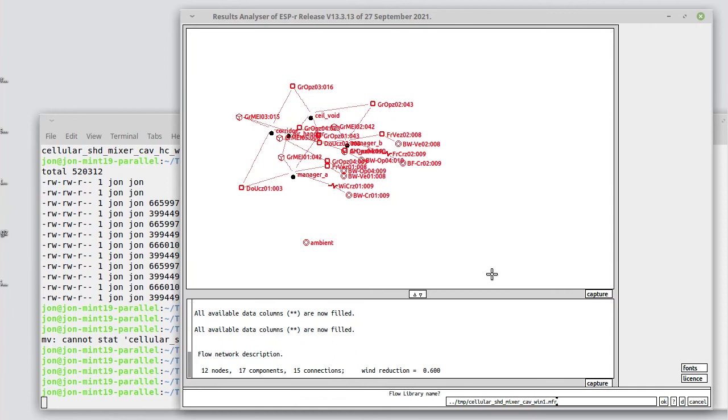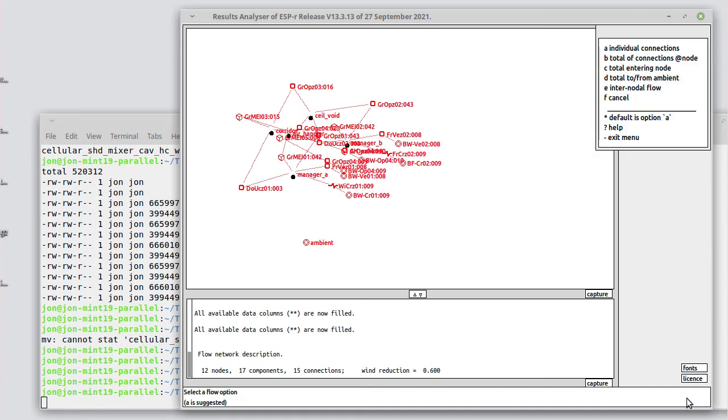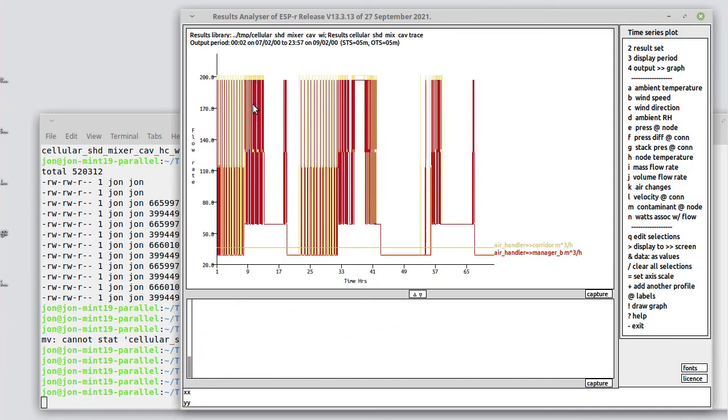And look at network flows. Let's see about the volume flow rate in meters cubed per hour for the connections from the air handler to the manager A, and air handler to the manager B, and to the corridor. So again, we've got these classic on-off cycles as when the heating is required. We have a flow. When it's satisfied, we drop back down to the basic rate.